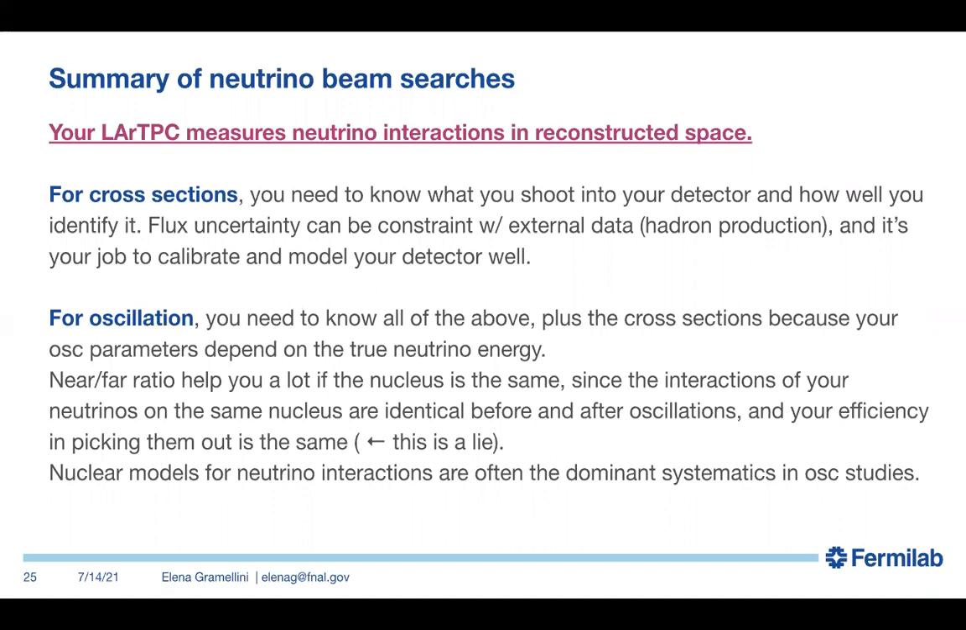So nuclear model: while in cross sections, where you're trying to measure the nuclear part, your leading systematic is often the flux, nuclear models for neutrino interactions are often the dominant systematics, one of the dominant systematics, in oscillation studies. Okay.